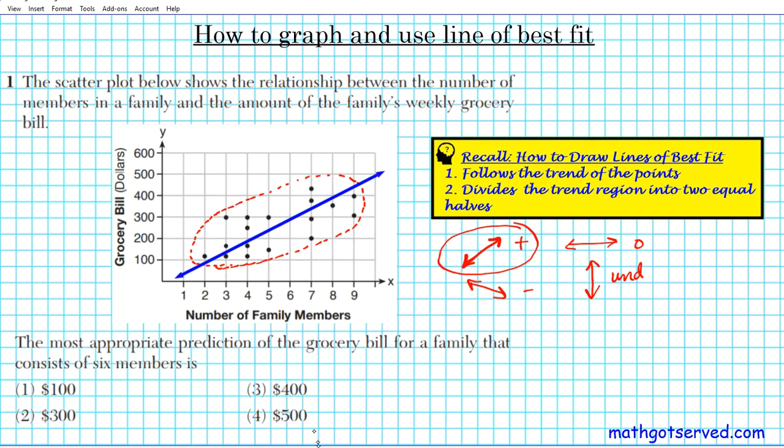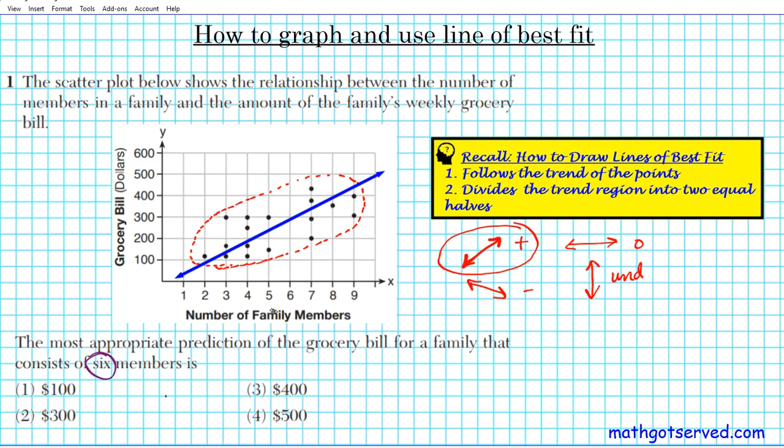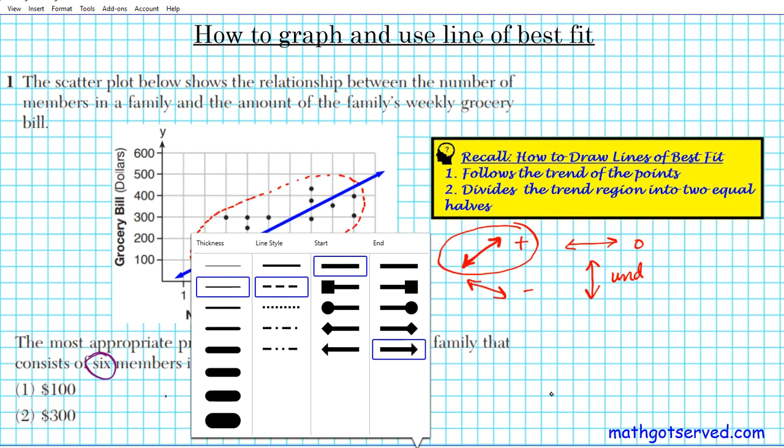Now we're going to use this line to approximate what the output value is for an input value of 6. It's specified here. It says for 6 members. So we're going to start with 6. We're going to trace this to the graph, and then we're going to trace it horizontally to the output value to see what the answer is. All right. Let's go ahead and do that. I have blue already, so let me just use a green line. Make it skinnier.